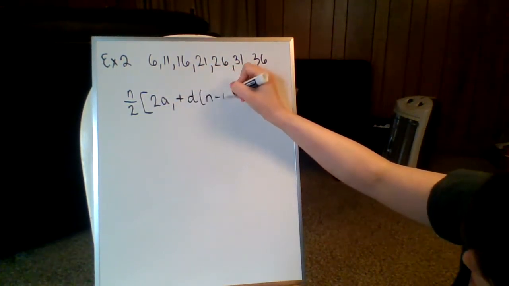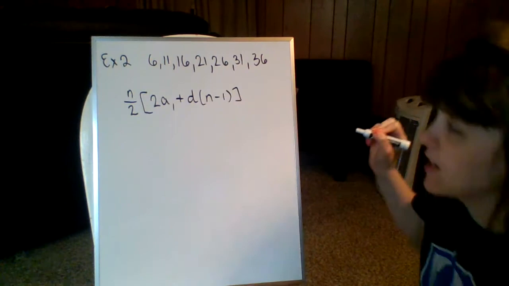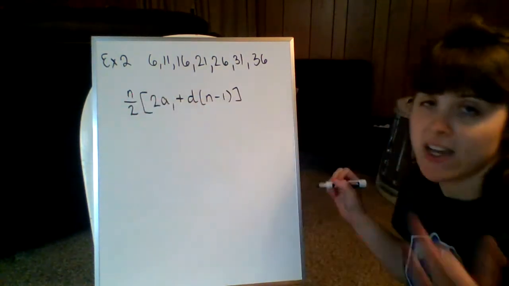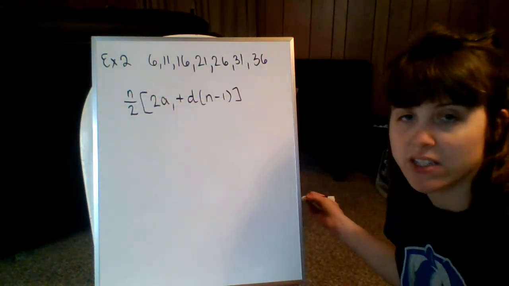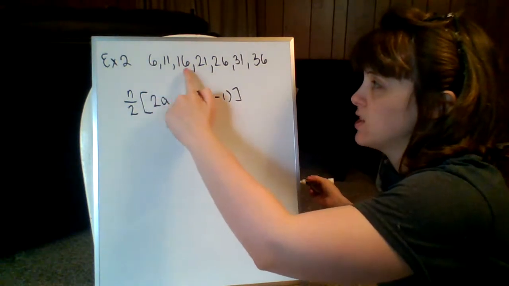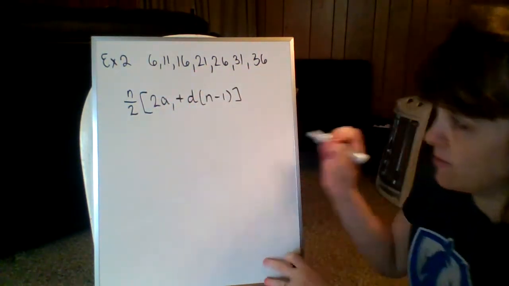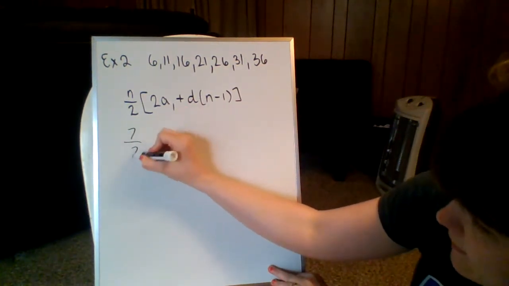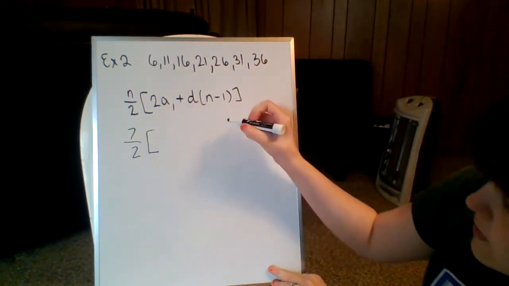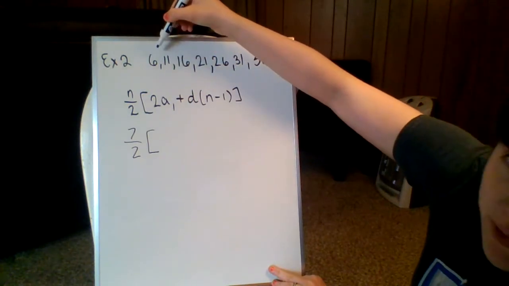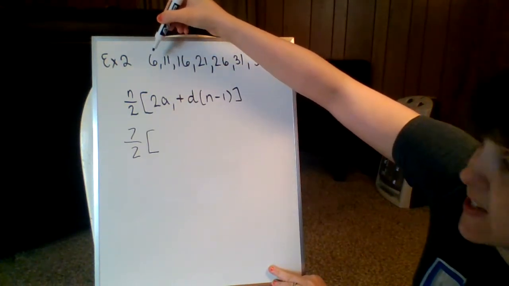So this was formula 2. Now, n, we have to count how many numbers are in this list. So let's see. 1, 2, 3, 4, 5, 6, 7. So n is going to be 7. A1 is the first number in the list, so the first number in the list is 6.